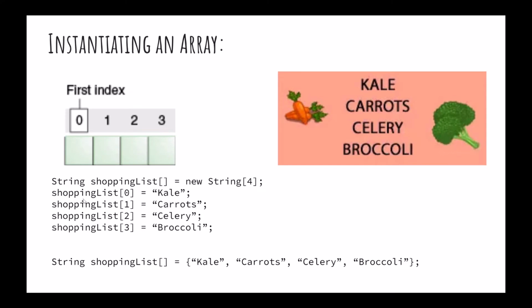Now you can do that, or you could do this. These two are doing the same exact thing, right? So when you have string shopping list bracket is equal to kale, carrots, celery, broccoli, you can also do that, and the compiler is going to know that kale is at 0, carrots at 1, celery's at 2, and broccoli's at 3. Both work, just this is a bit more convenient than this one, but this one is better for beginners if you want to learn what to do when you're instantiating an array.